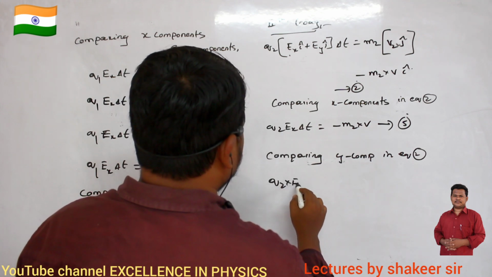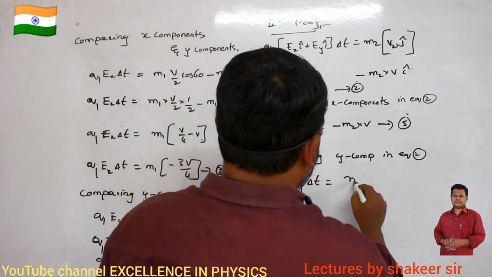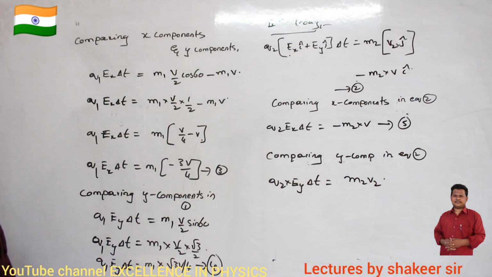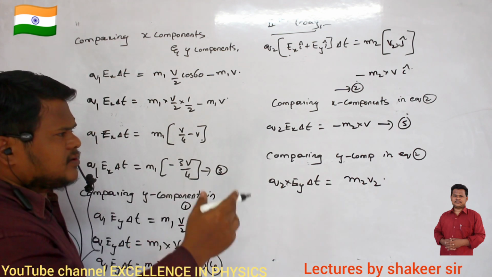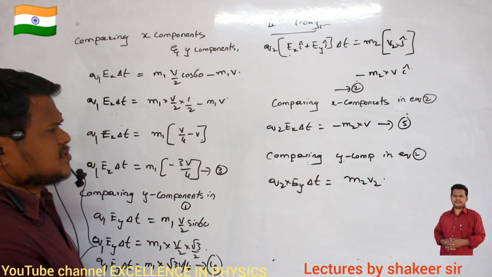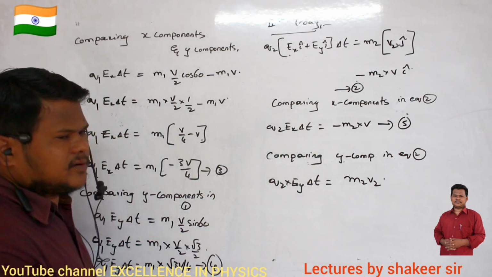q2 into E into delta t is equal to m2 into v2. These are the 4 equations which we have. Are you able to understand? Now what do I want to calculate? I want to calculate the charge to mass ratio of the second body. It means q2 by m2 I want to calculate.